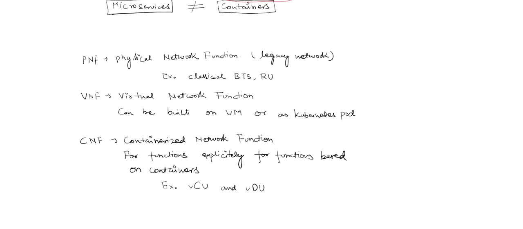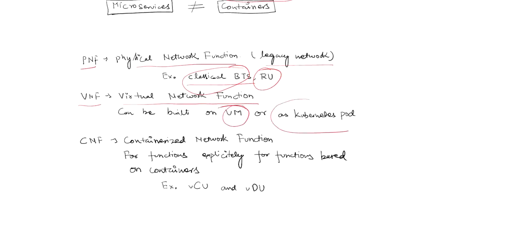After that, for example, there are a few terms that are generally used in telecom clouds. That is PNF, physical network function, which is referred to as the legacy network. Examples are classic BTS and RU, whatever the hardware part deployed there is called physical network function. Then VNF comes, that is virtual network function. Virtual network function can be built on VM and as a Kubernetes pod as well.